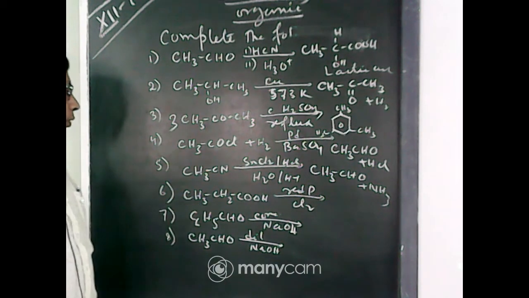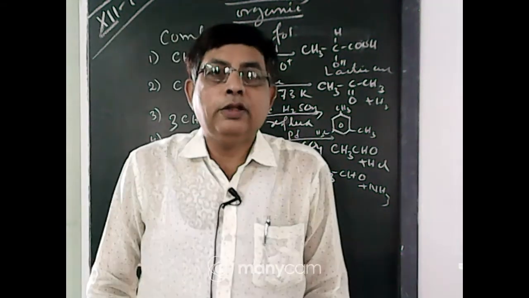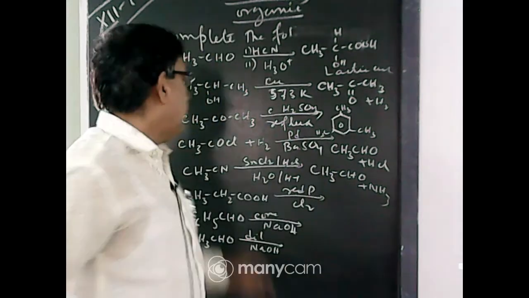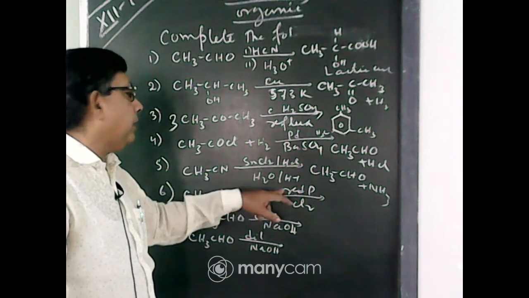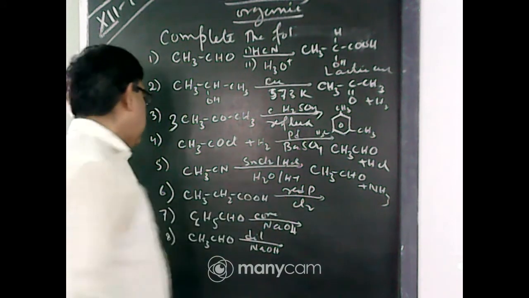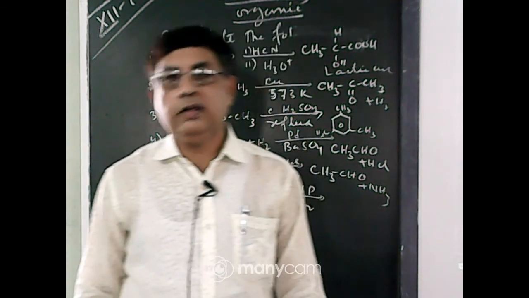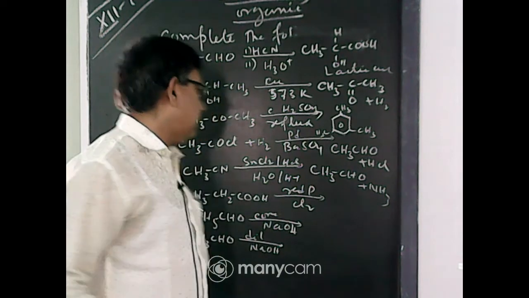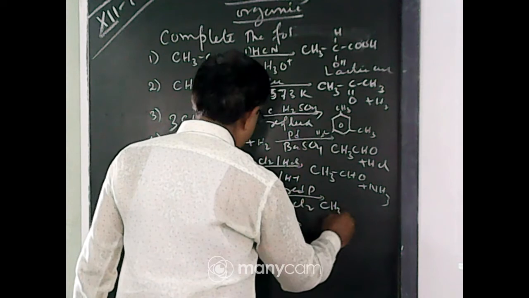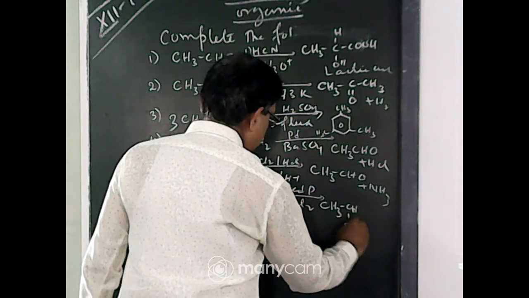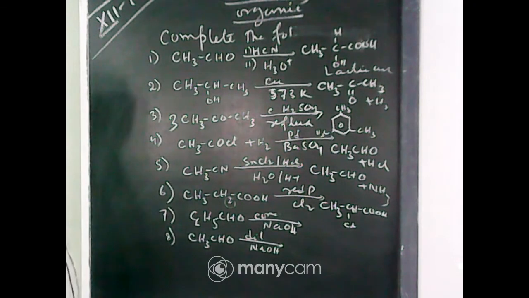Now next one, propanoic acid heated with red phosphorus and chlorine. This is also an important name reaction. The alpha hydrogen atom is replaced by halogen when treated with halogen in presence of red phosphorus, and this is known as the Hell-Volhard-Zelinsky reaction. The hydrogen is replaced by halogen to form CH3CHClCOOH, 2-chloropropanoic acid.